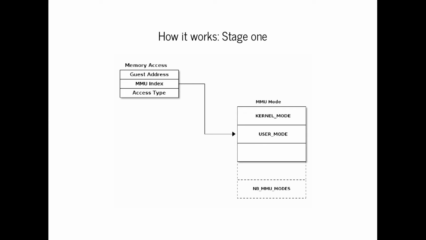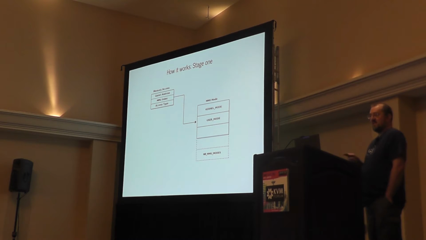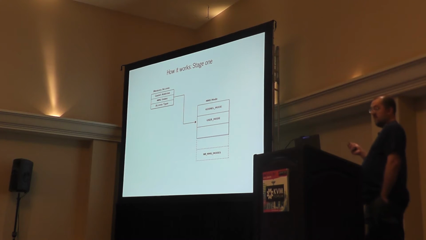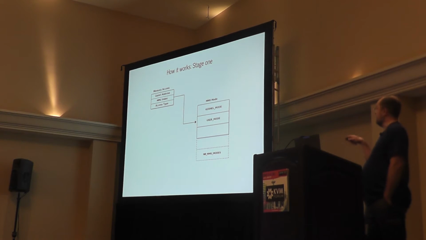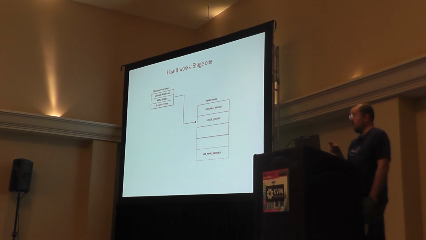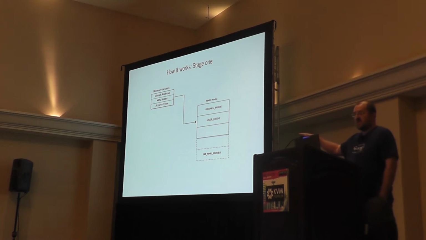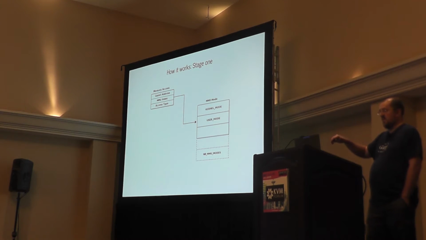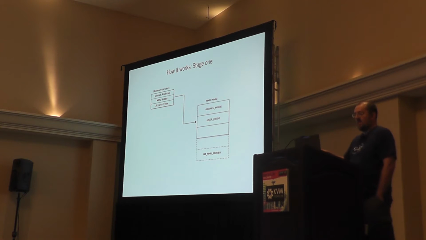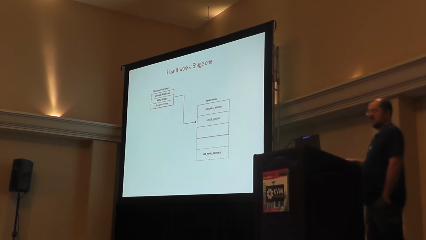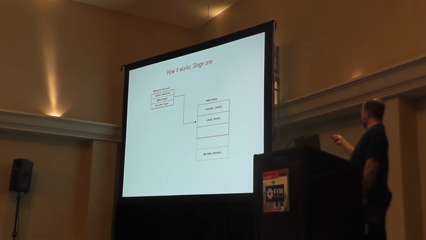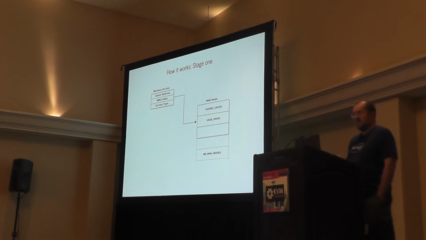I've drawn some nice diagrams to show what happens. Each access to memory contains three attributes: the address itself, an MMU index, and an access type. The MMU index here isn't directly related to the privilege level that you're running at. For example, there are some MMU modes that allow you to access kernel and user space at the same time. So the first thing we do is take the MMU index to select the table that we're going to use.